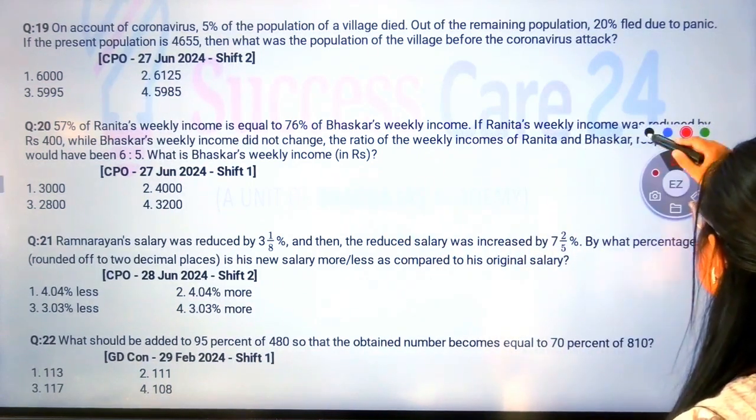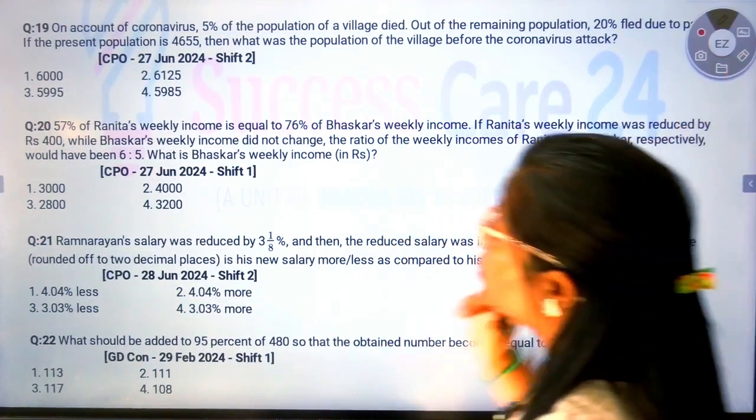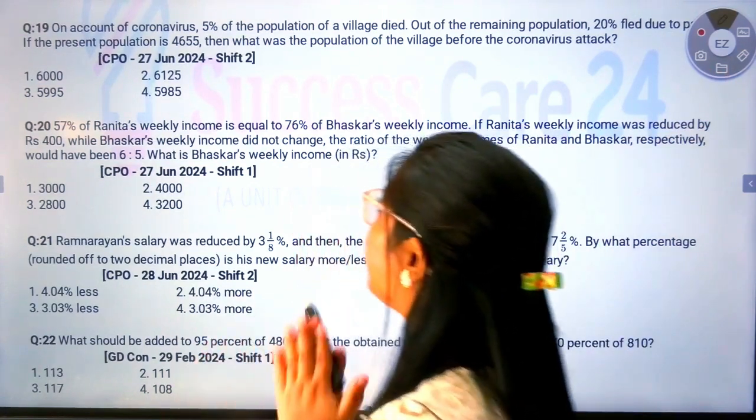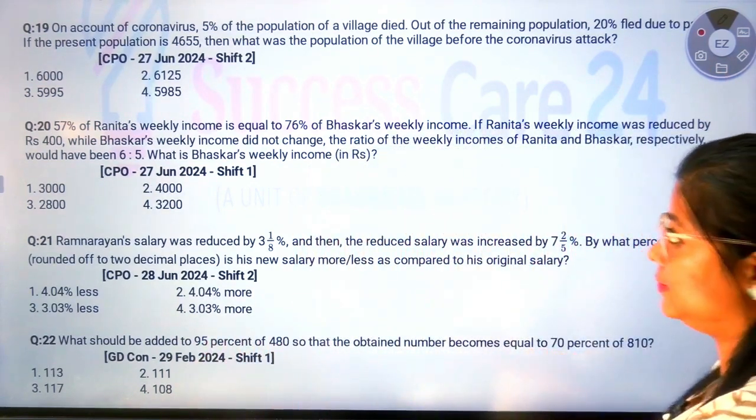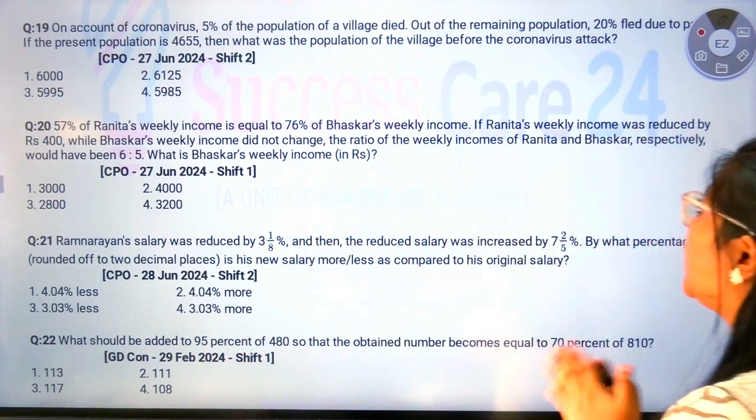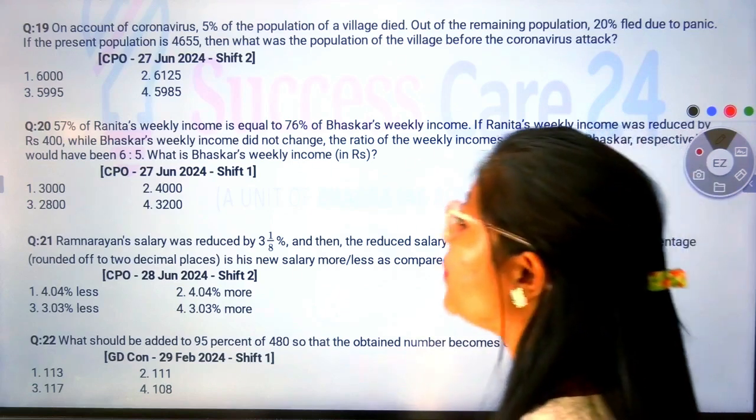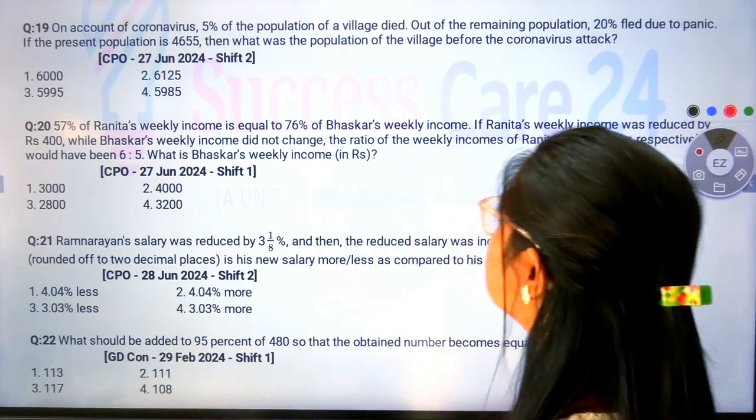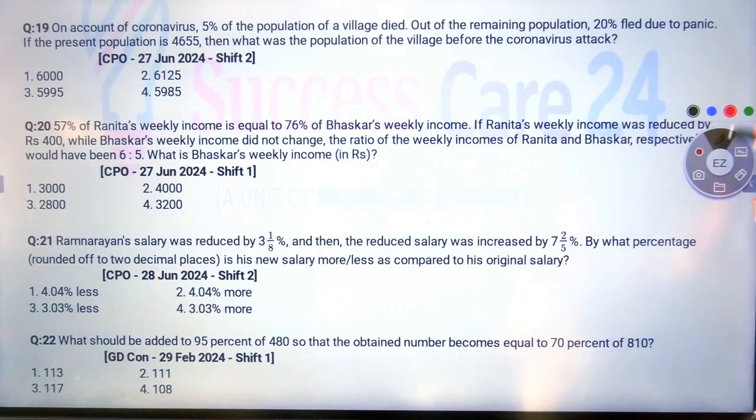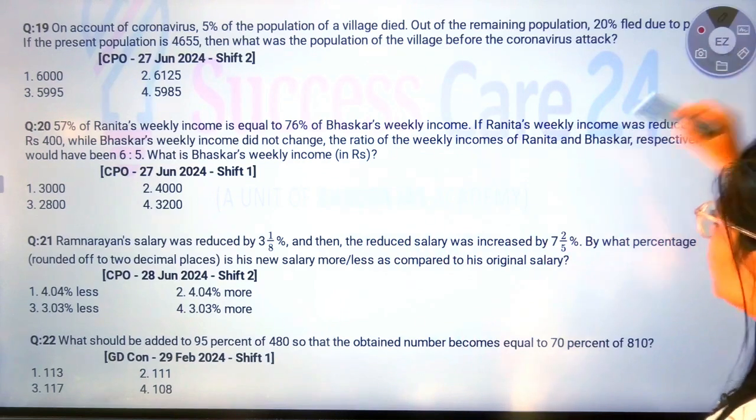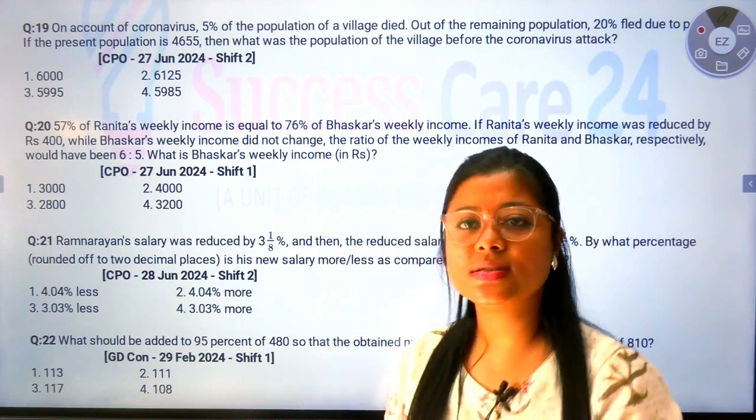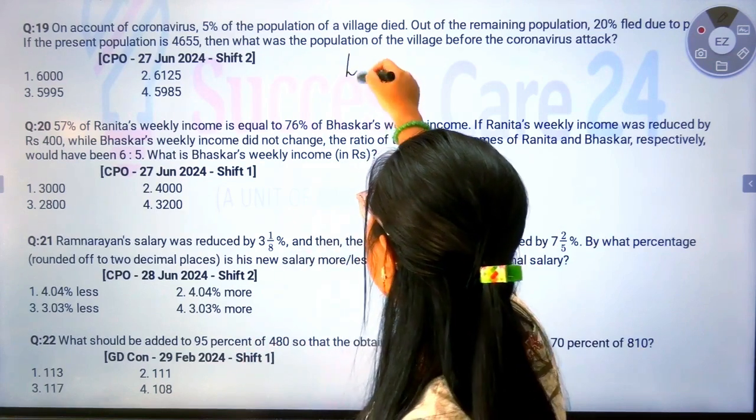So what was given in the question? Read it aloud. On account of coronavirus, 5% of the population of a village died. Out of the remaining population, 20% fled due to panic. If the present population is this, what was the population of the village before coronavirus? Same type of question, population questions are of the same type. So how will we do it?